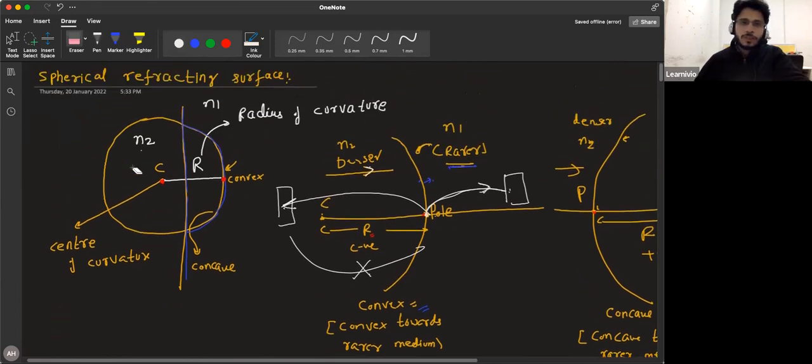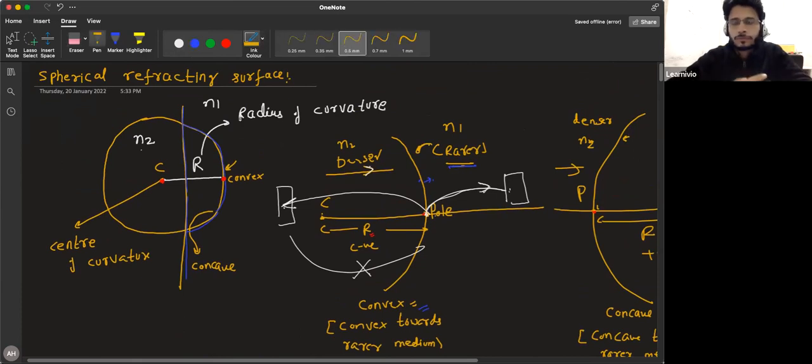Okay, note it down. Then we'll see how many derivations we can do on this thing. Note it down. The spherical refracting surface along with lens maker formula are usually a 5-marker question.